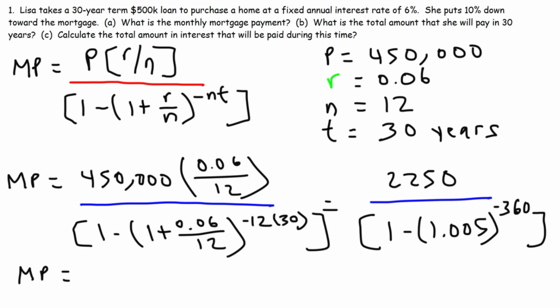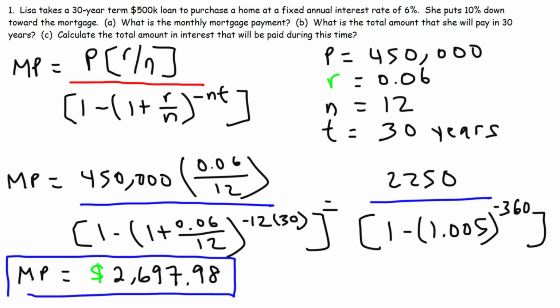If you type it in correctly, you should get $2,697.98. So that is the monthly payment that will be made each month for the next 30 years. So that's the answer for part A. What is the monthly mortgage payment? Now we're going to move on to part B. What is the total amount that she will pay in 30 years?